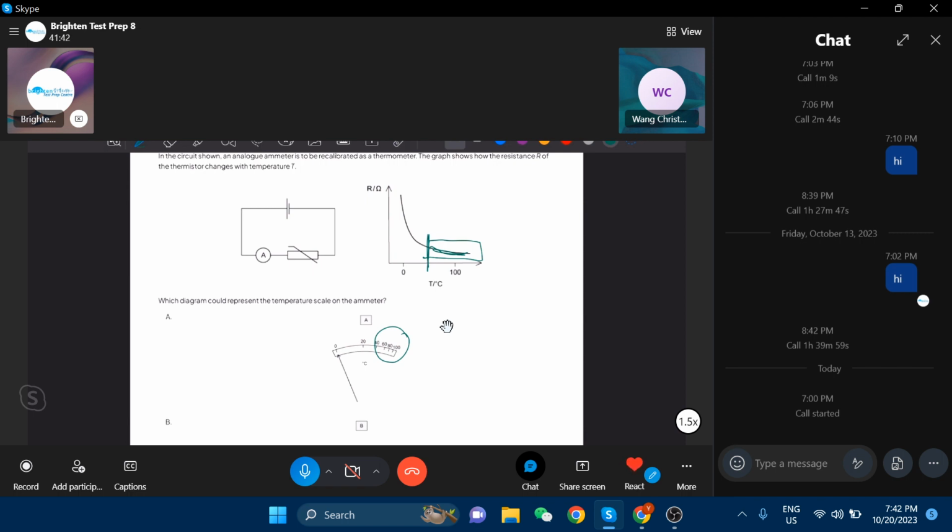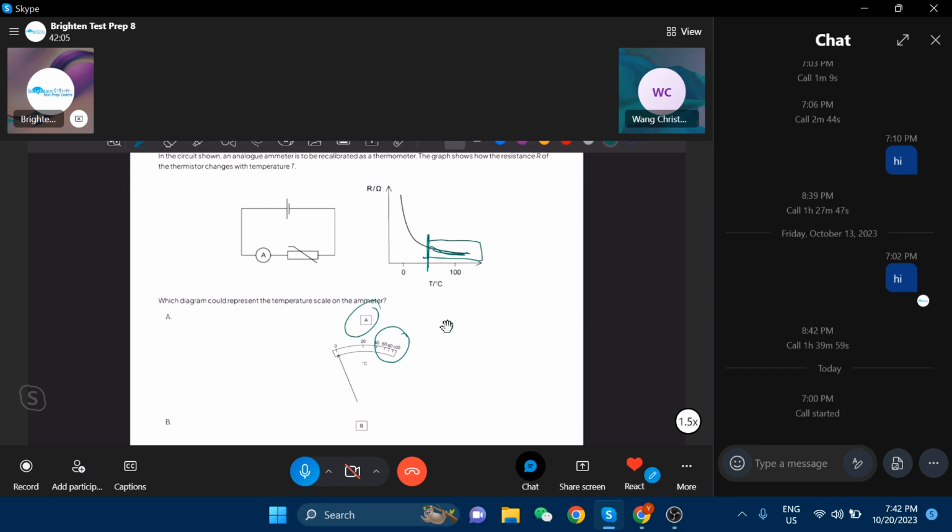Do you understand what I say, Chris? Yeah. Because here it's quite flat, right? But here it's very steep. That means you have big jumps. So a little bit of resistance change will show, or has to show, a big temperature change actually. Okay, so we say A.